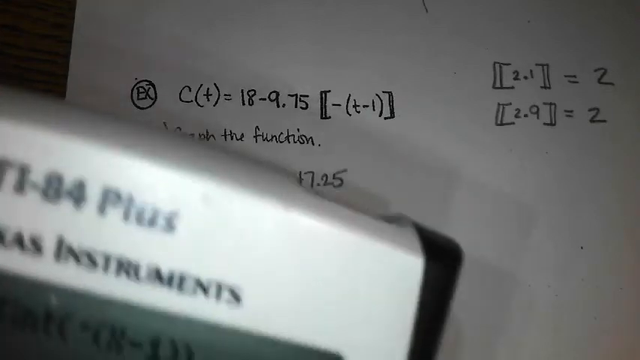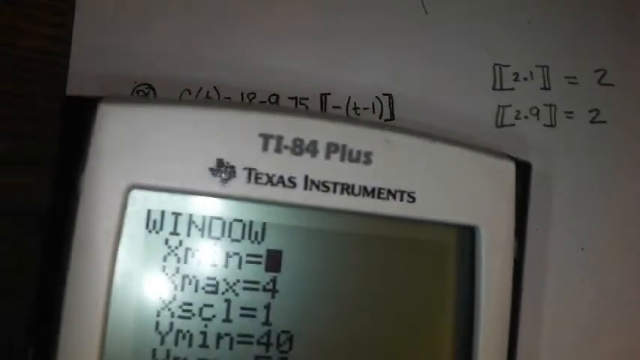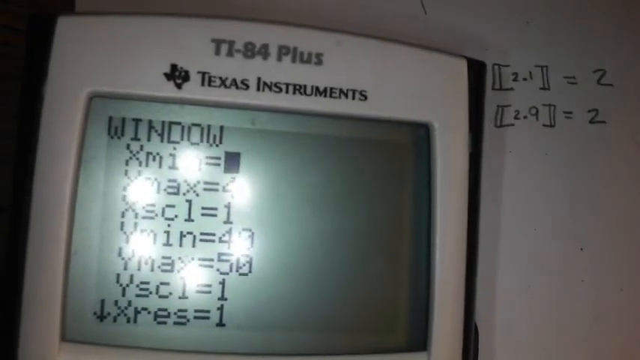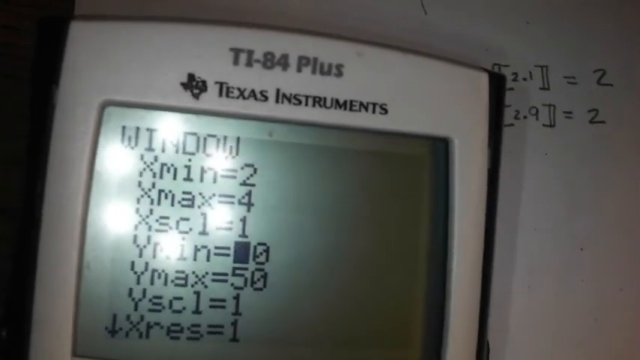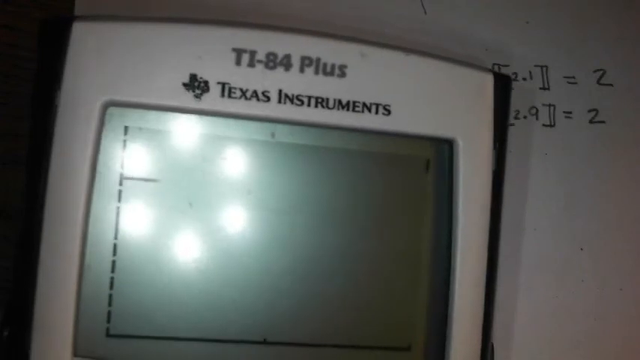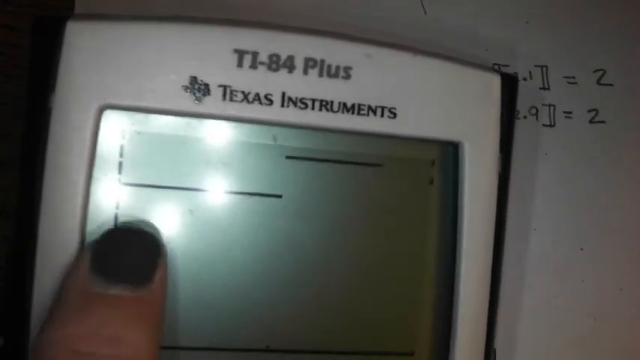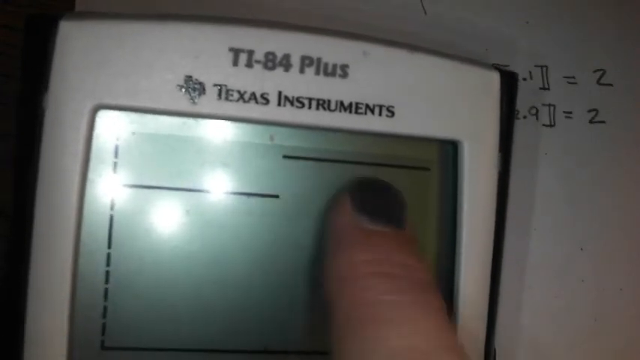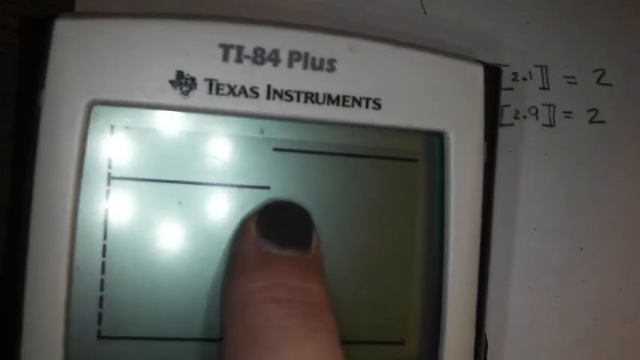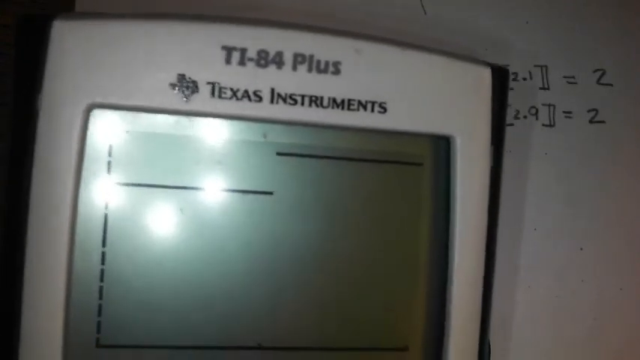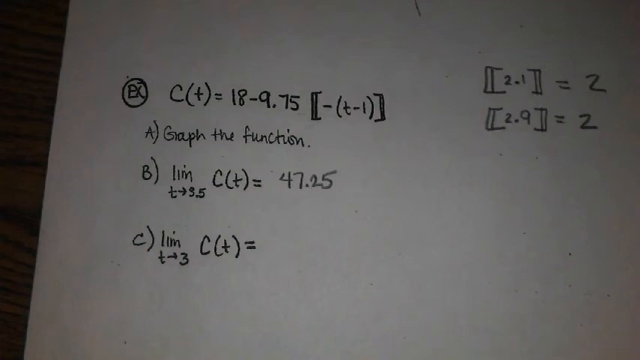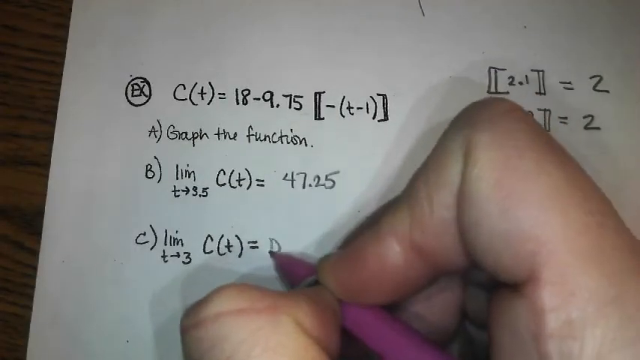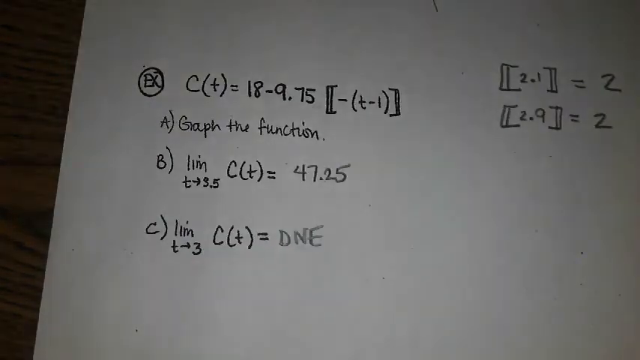On the other hand, right at 3, so let me give you this window from 2 to 4. And I'll do 0 to 50. From 2 to 4, here's 2 to 3, here's 3 to 4. We have a jump right at 3. So what's the limit as you approach 3? Does not exist. Okay? So with jump functions, you have to be careful. If you're at the end point of a step, the limit's not probably going to exist.